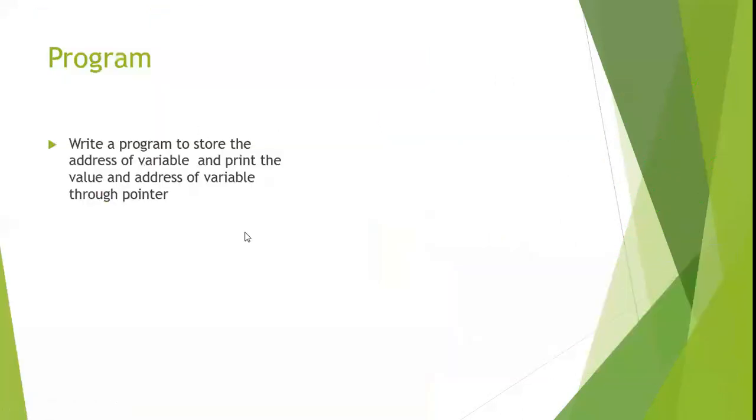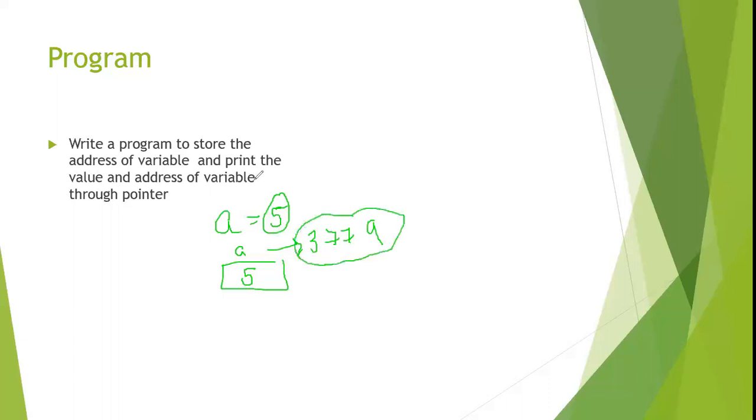So this is like you can do it on your own. Write a program to store the address of a variable and print the value and address of a variable through pointer. If I'm using variable a, that is 5, and let's suppose a is stored at location 3779, I want to print the value 5, and I want to print this 3779 with the help of pointer.